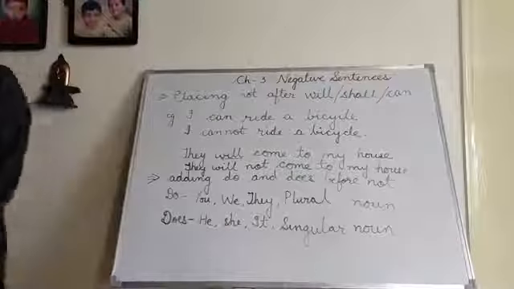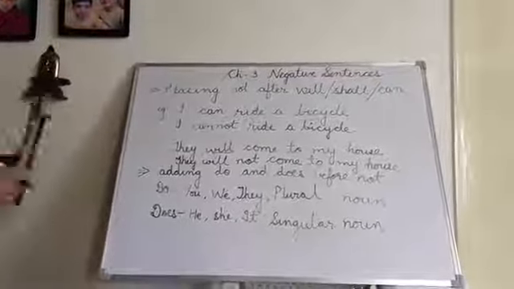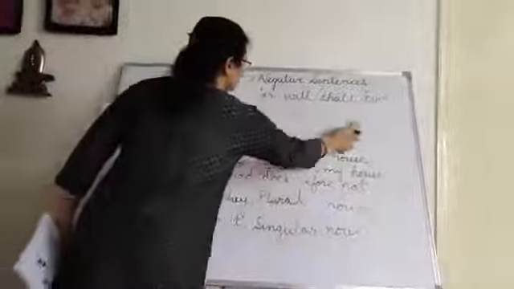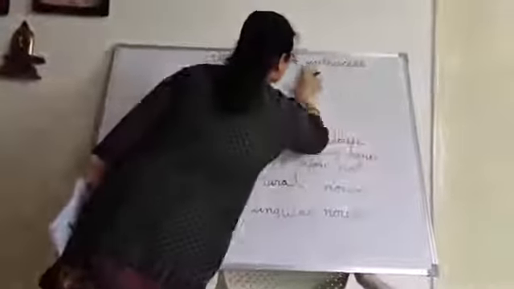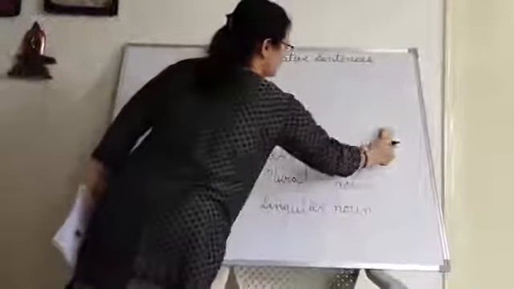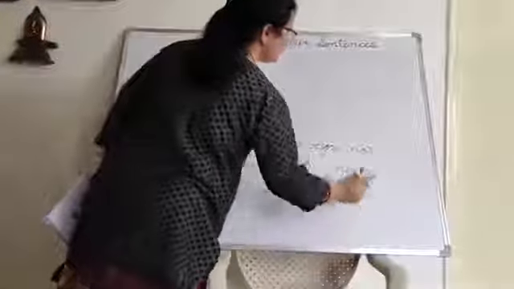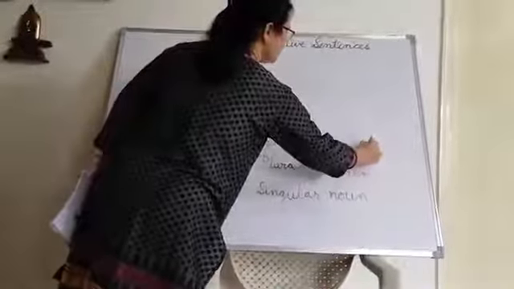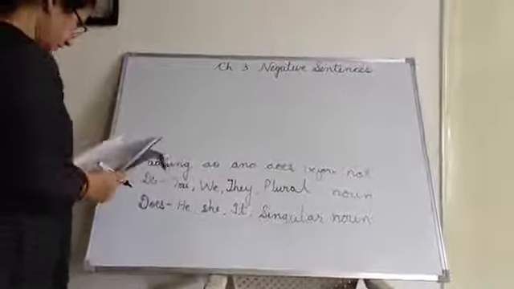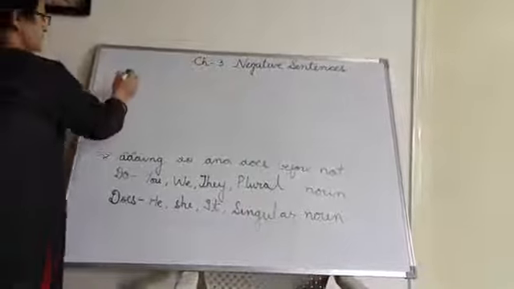Now let's see some other examples. Now students, we will do some exercises also in the book itself. Now I hope you understood how to convert a positive sentence into a negative sentence. Like in your book, a few examples are given.